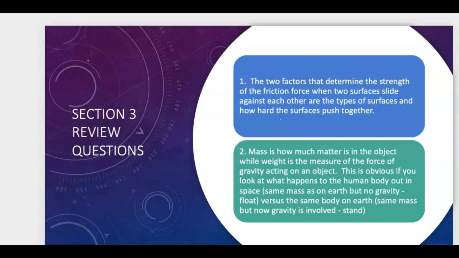So section 3, review questions. The two factors that determine the strength of the friction force are how hard the surfaces push against each other and the types of surfaces that push against each other.